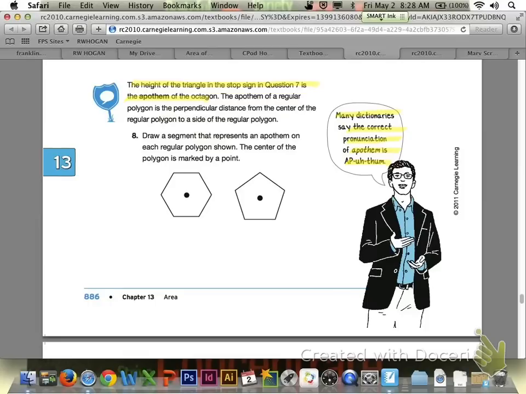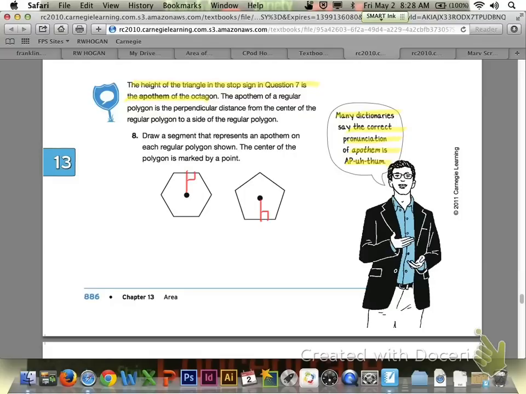Take a look at the bottom of page 886. It says the height of the triangle in the stop sign in question 7 is the apothem of the octagon. The apothem of a regular polygon is the perpendicular distance from the center of the regular polygon to a side of the regular polygon.